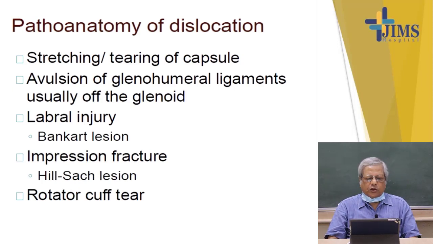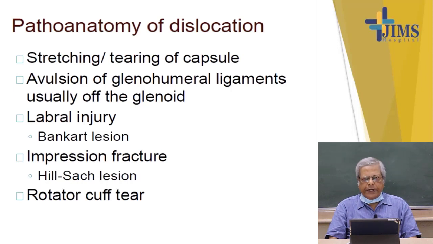So what is the pathoanatomy? How and why does it occur? During a severe trauma, there occurs stretching and tearing of the capsule, and avulsions of glenohumeral ligaments, usually off the glenoid. You see, these are the condensations of capsular fibers. They may get torn, or there may be a labral injury.